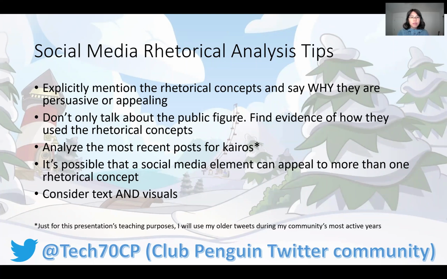It's also possible that an element on a social media account can appeal to more than one rhetorical concept. So maybe a post could fall under both pathos and kairos. Maybe this image could appeal to logos or ethos. So as we're going through these examples, I want to challenge you to see if you might find a rhetorical concept that could also fall under another rhetorical concept. And finally, considering this is social media, there's not only text, but also plenty of visuals. So be sure to consider both of those things.